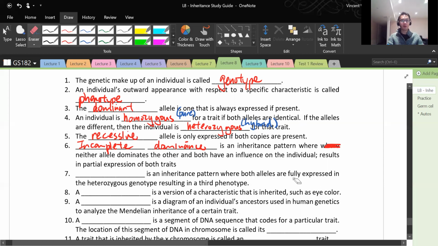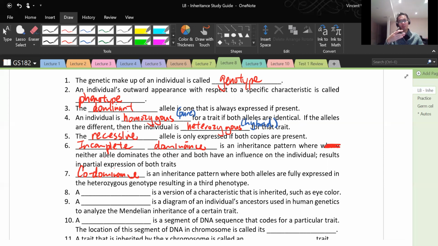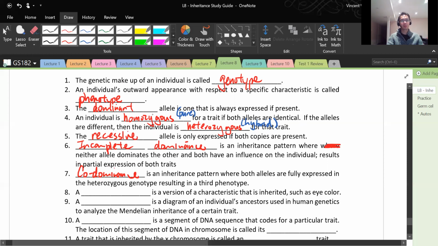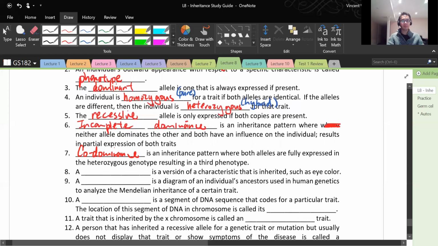If they are both fully expressed, then we call that codominance. An example is blood type. One person has type A blood, another has type B blood. Their kids might have type AB blood. We'll learn that next semester.